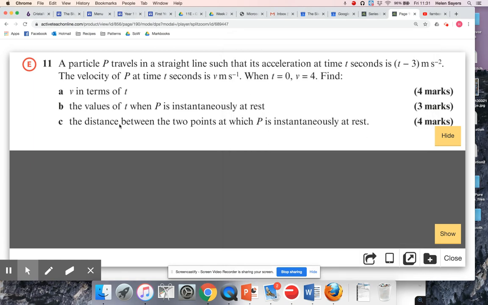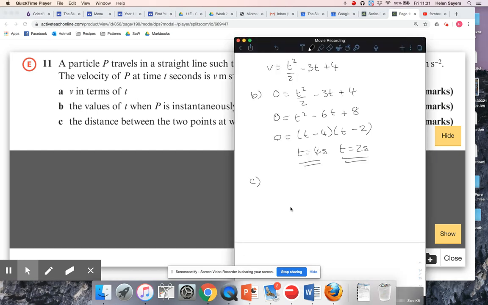Okay, then I want the distance between the 2 points at which p is instantaneously at rest. So I know the 2 values of t now. I've got that from b. So if I'm now after distance, I'm going to find the displacement. So displacement is going to be the integral of velocity. And make sure you go back to the actual velocity, not the version I multiplied 3 by 2.